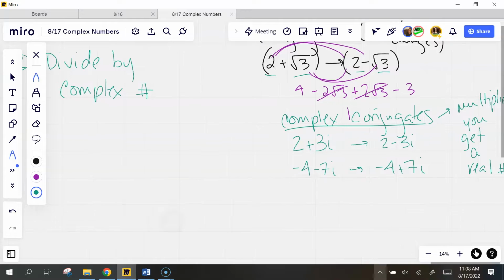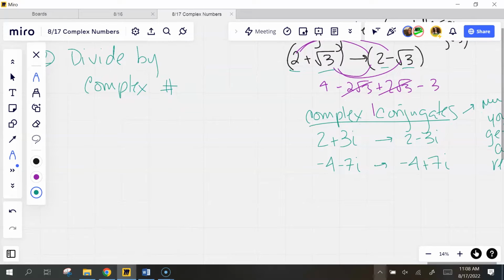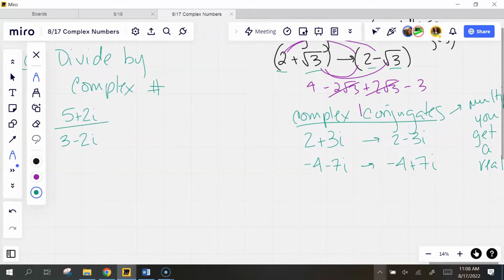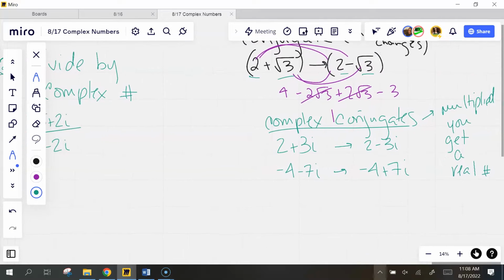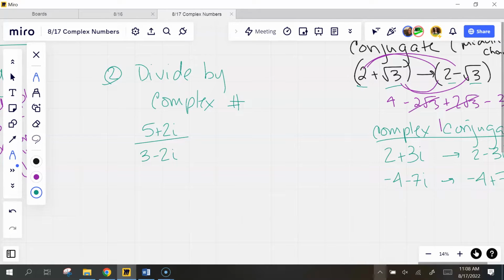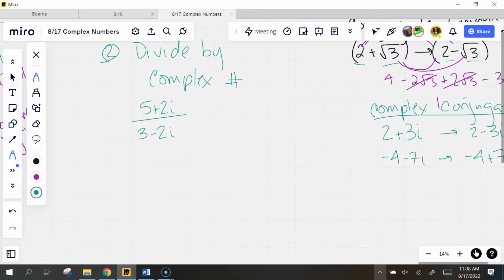So let me show you how we're going to use this. This is a problem because I have an i in the denominator, and an i in the denominator essentially means I have a radical in the denominator. So to get rid of it, I'm going to multiply the top and bottom by which conjugate?